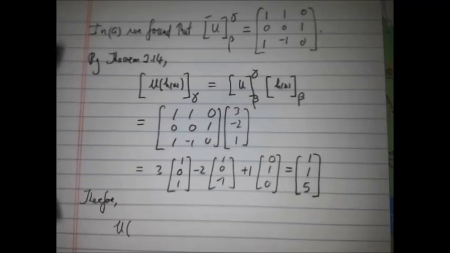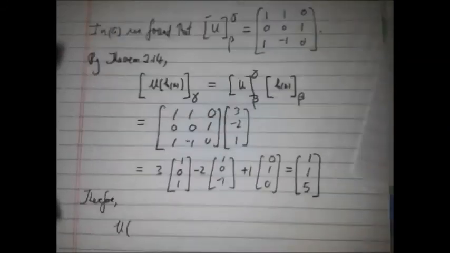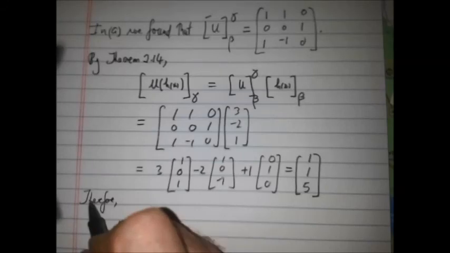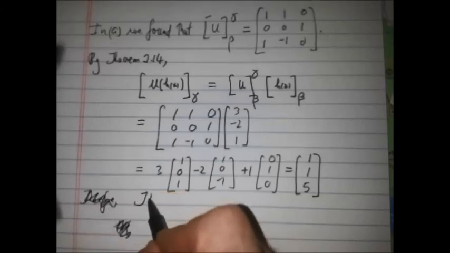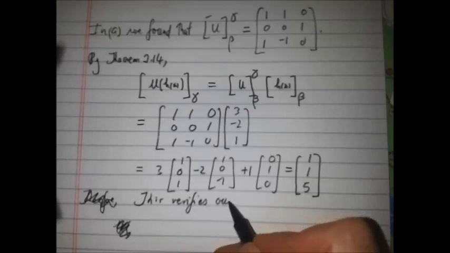Okay, yeah, we're done. Earlier we calculated that the coordinate vector of U of h of x with respect to gamma is (1, 1, 5), and that agrees with what we've got here. So this verifies our result.